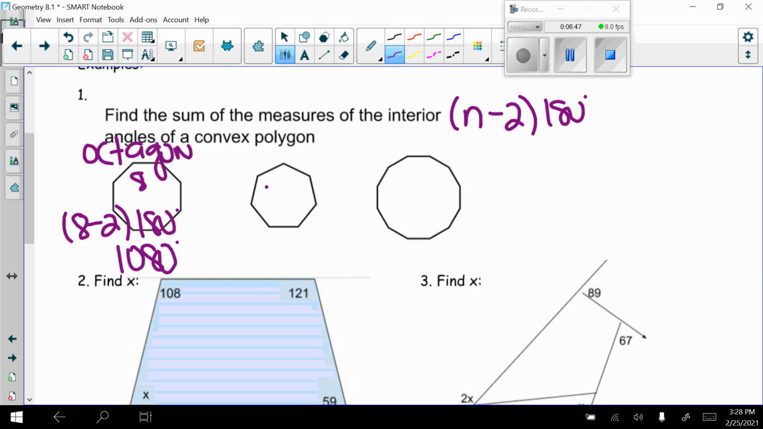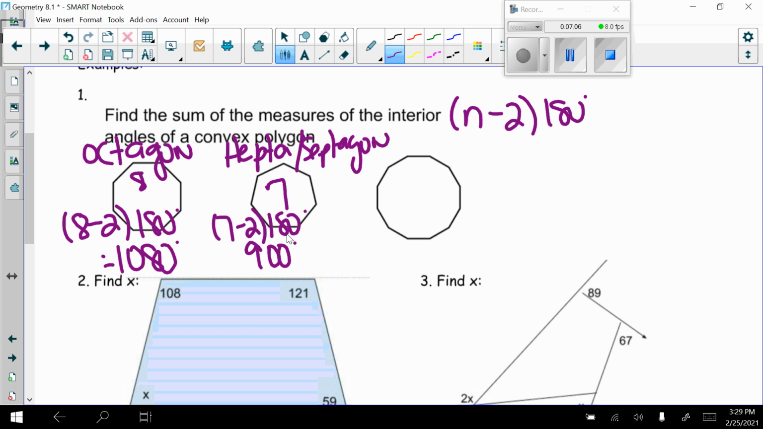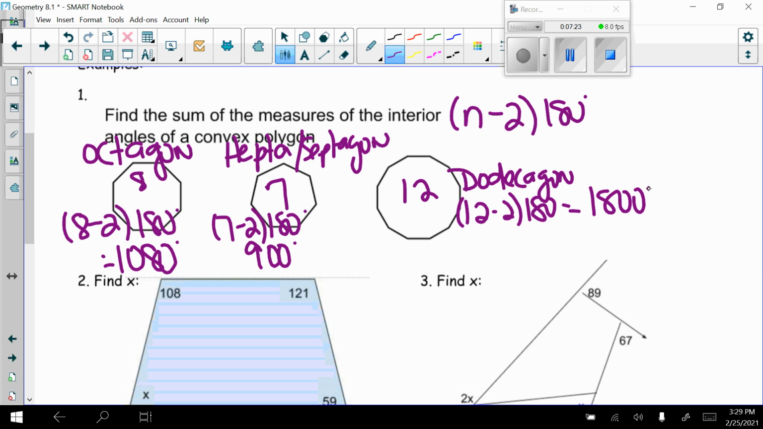This next one, we have 7 sides. Remember that 7 sides is known as a heptagon or a septagon. So I would say 7 minus 2 times 180, which is 5 times 180, 900 degrees. The last one, count up all the sides. We have 12 sides. That is known as a dodecagon. So we would do 12 minus 2 times 180. 12 minus 2 is 10. 10 times 180 is 1,800 degrees. So that's how we would find the measures of the interior angles of those polygons.